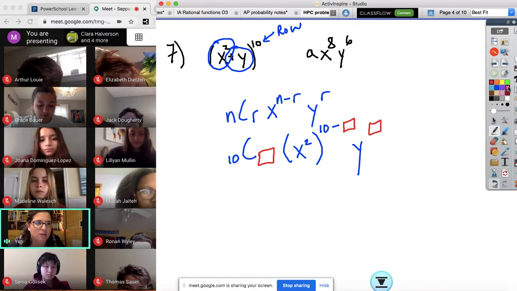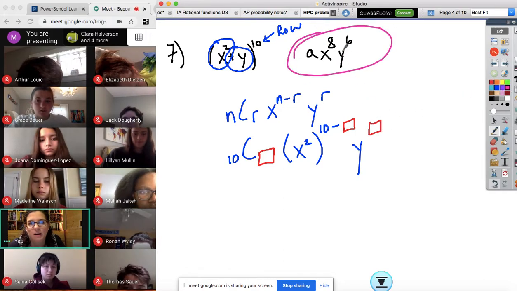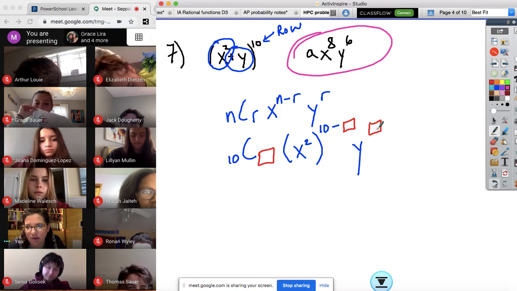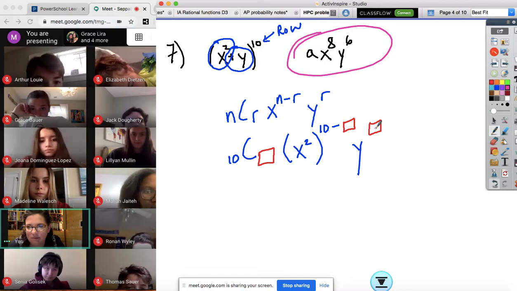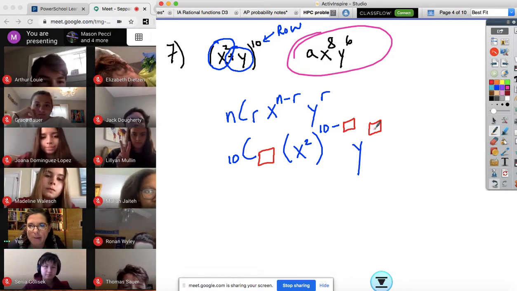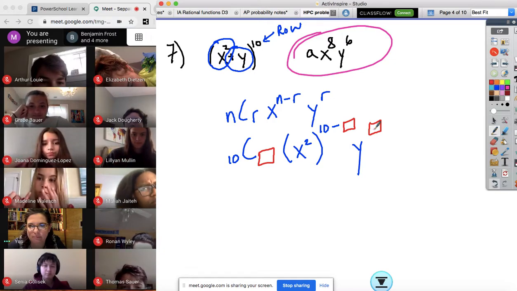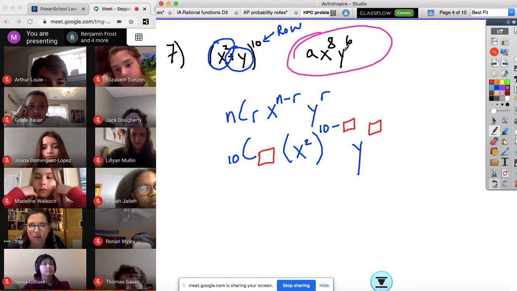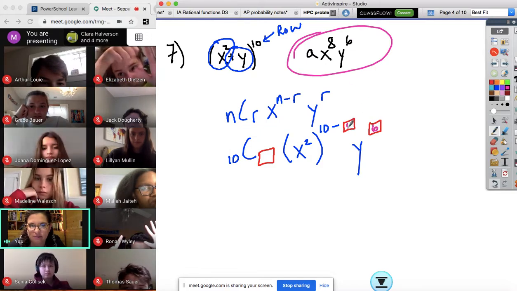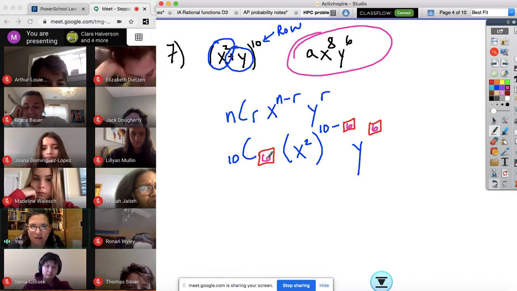But I have clues here, right here, because I know I'm supposed to end up with a y to the 6th. So what should go in the red box? You can hold up your fingers if you want. What should go in the red box here? I want to end up with a y to the 6th, right? So a 6 is going to go in here, and in there, and in there.